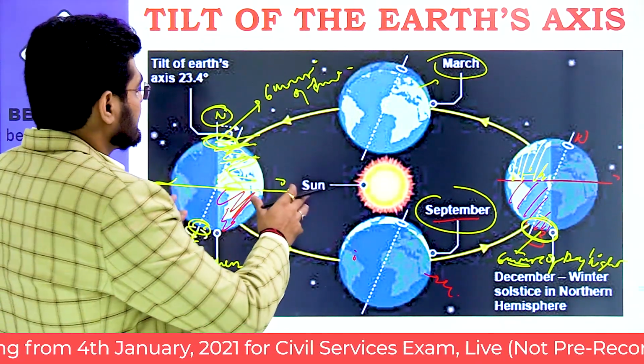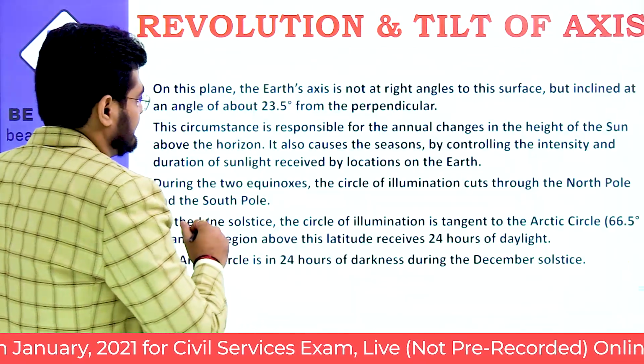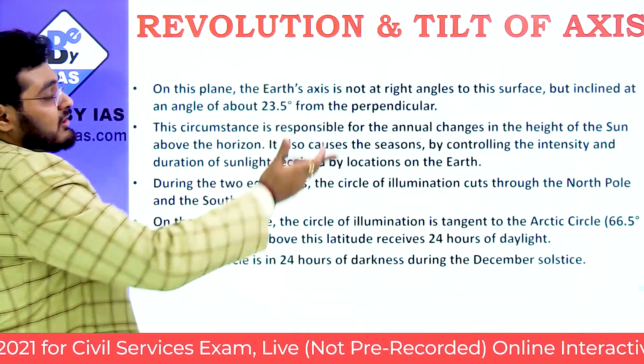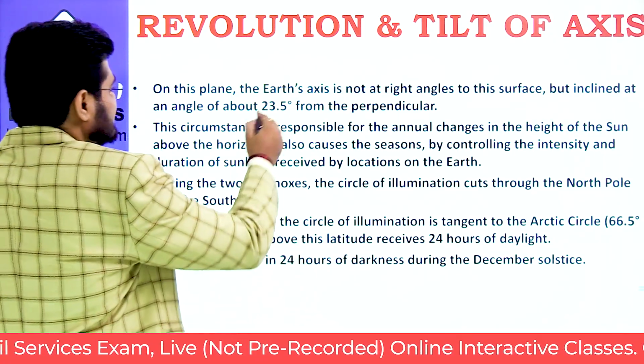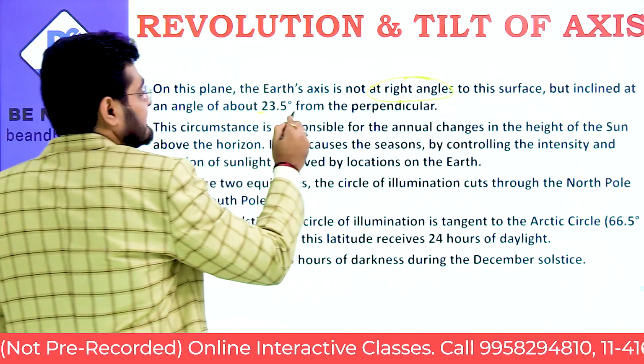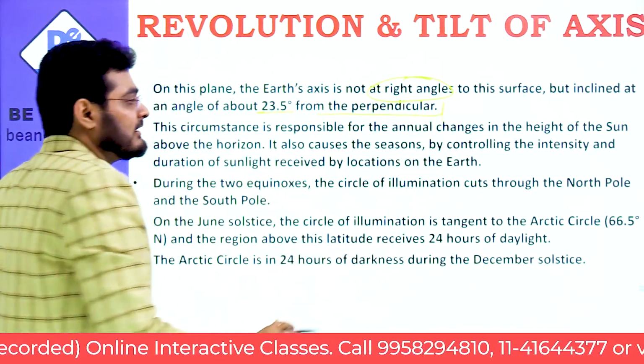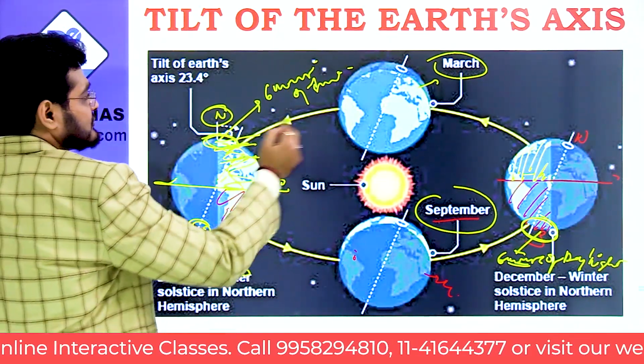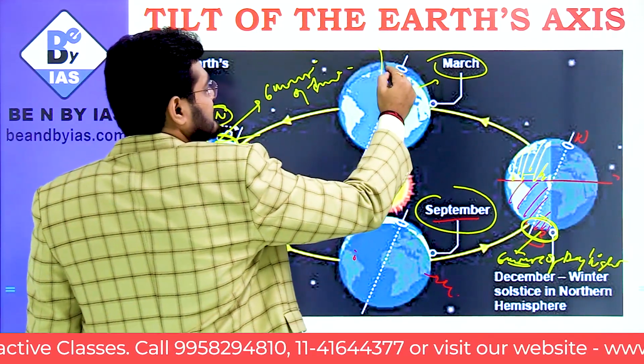So this is how the tilt of axis is making a difference. So revolution and tilt of axis, just to sum up. On this plane, the earth's axis is not at right angles, but inclined at an angle of 23.5 degrees from the perpendicular. That we have seen, this tilt, it's not 90 degrees.